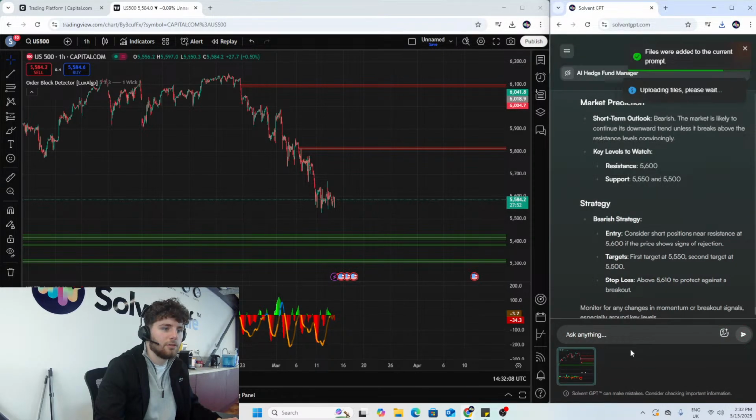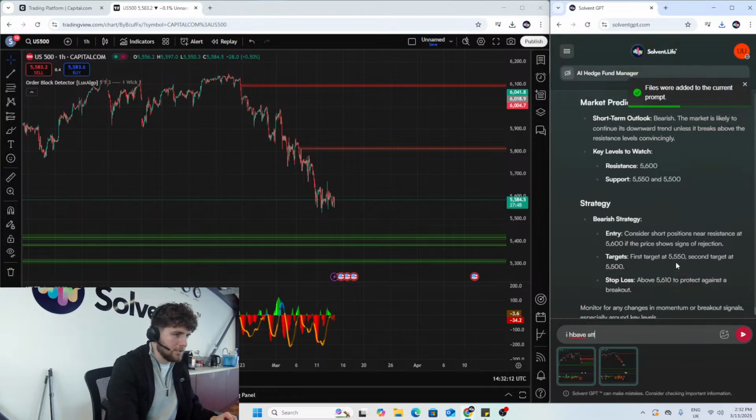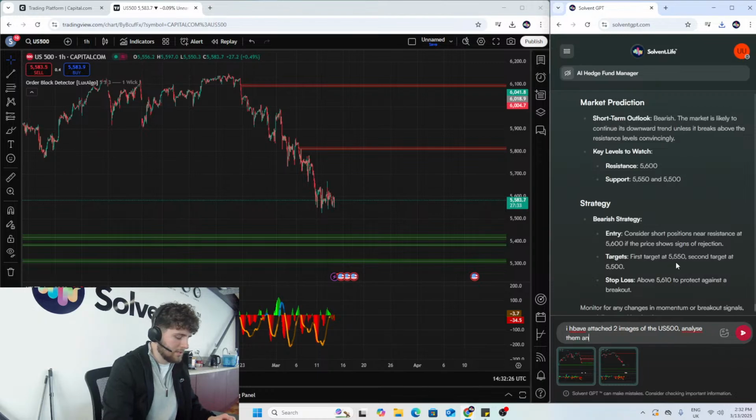Let's attach this second image. I have attached images of the US 500. Analyze them and tell me what you predict the market to move like today.